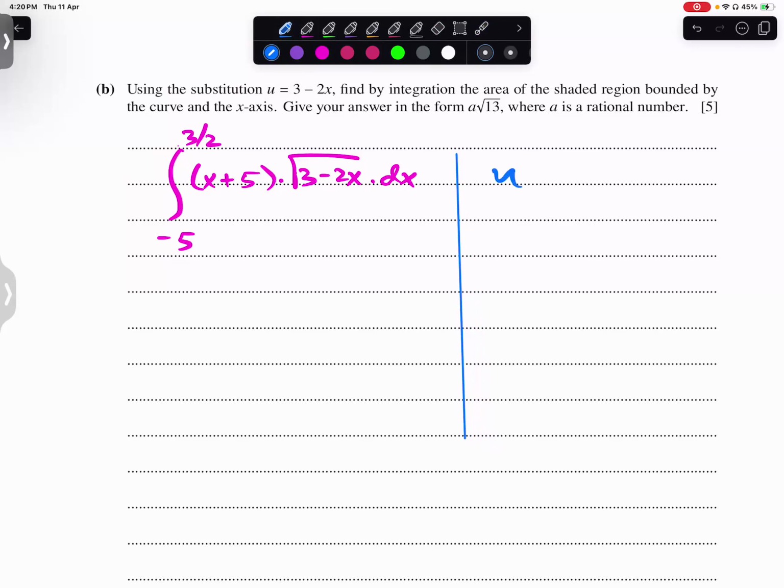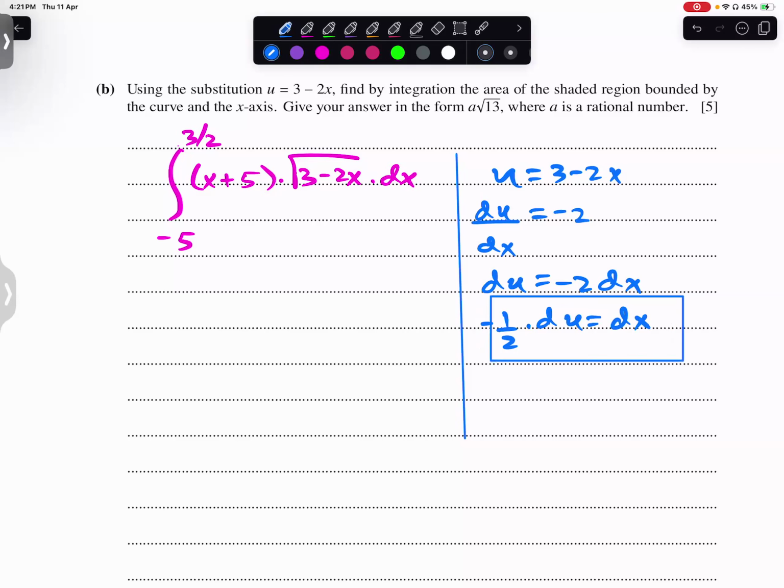Now the substitution is u is equal to 3 minus 2x. The first step will be the derivative of the substitution, which will be minus 2. Now write du is equal to minus 2 dx, so minus 1 over 2 du is equal to dx. Always make dx your subject. Now dx is the subject. This is step 1. Step number 2 is limits.